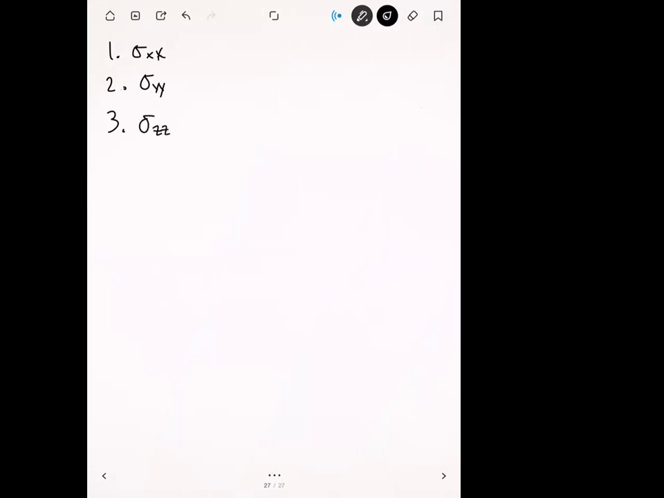Okay, so these are normal stresses in the x, y, and z directions. You'll notice I put each of those directions twice, right? So I write sigma x, sigma y, sigma z. That's not because I'm weird. It's to differentiate them from the shear stresses. That double notation will make sense once we start talking about the shear stresses, okay?